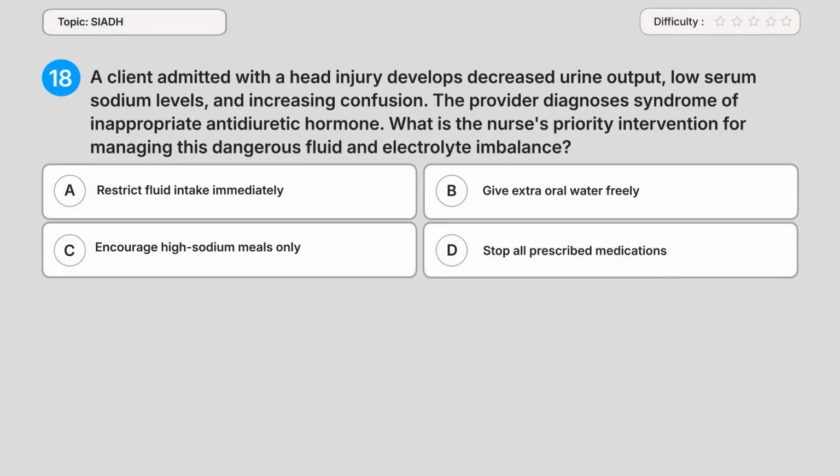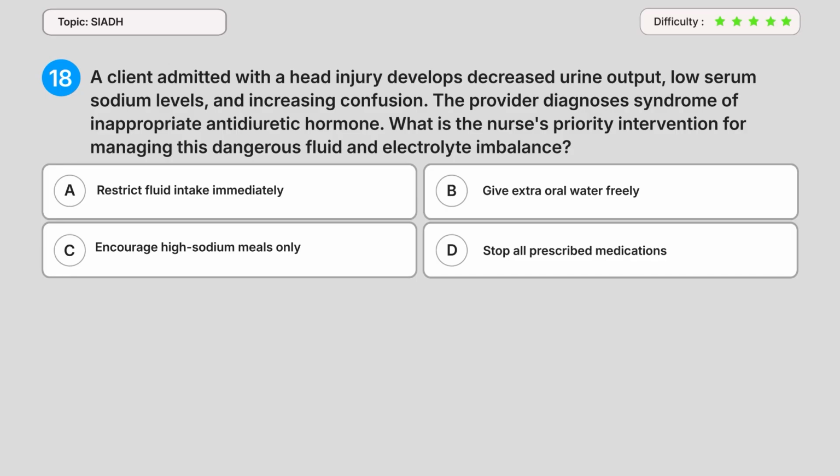18. A client admitted with a head injury develops decreased urine output, low serum sodium levels, and increasing confusion. The provider diagnoses syndrome of inappropriate antidiuretic hormone. What is the nurse's priority intervention for managing this dangerous fluid and electrolyte imbalance?